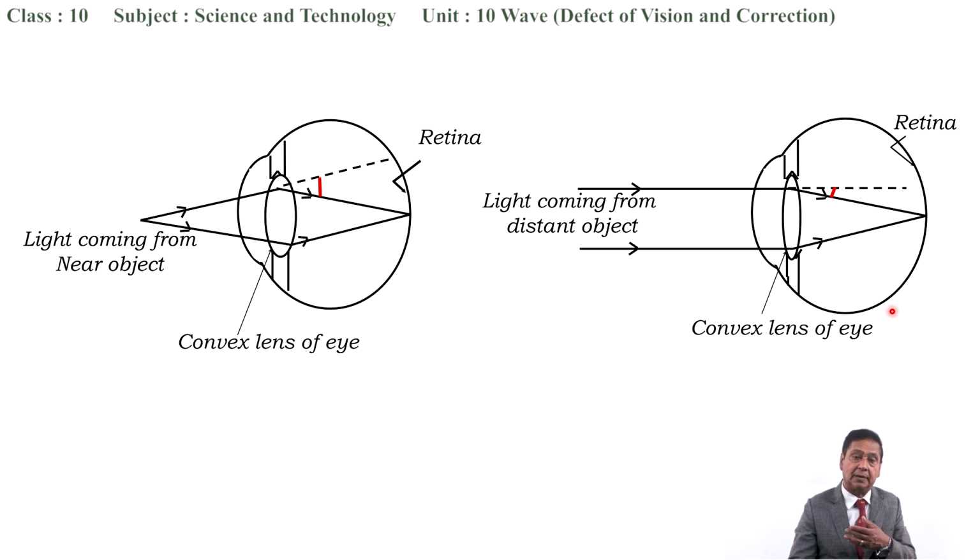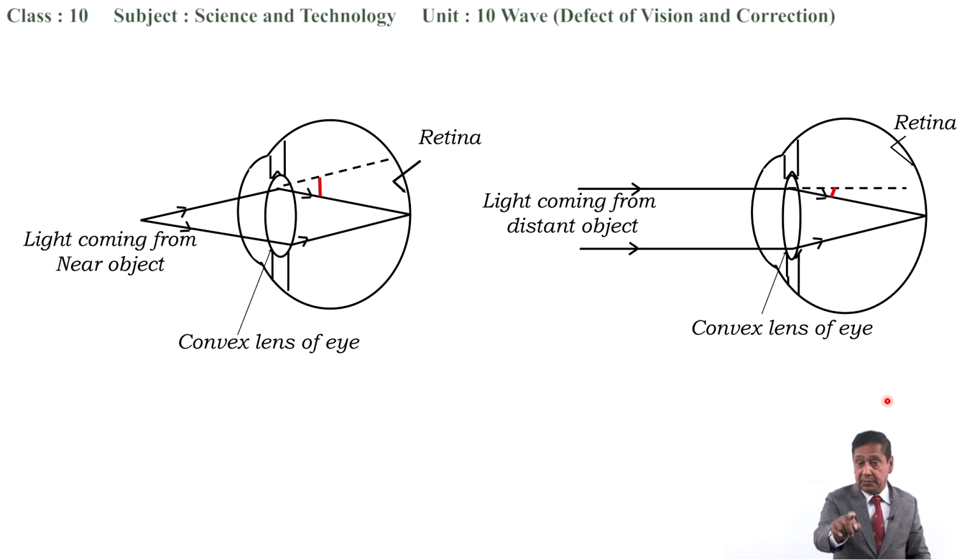How is it possible? Because at this time, the ciliary muscle relaxes and the convex lens becomes thin, and a thin convex lens has less converging capacity. Look at this, represented by the red angle shown in the red line. Here it is more, here it is less, converging capacity is less. That's why a distant object can be focused on the retina.